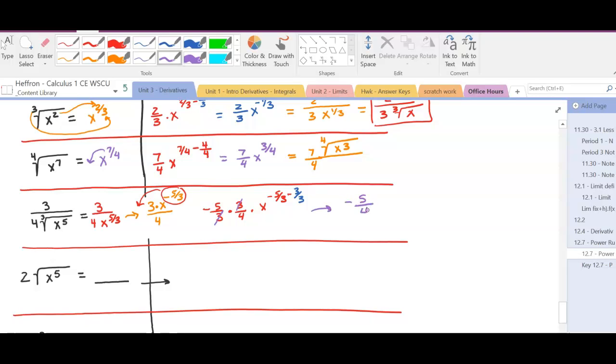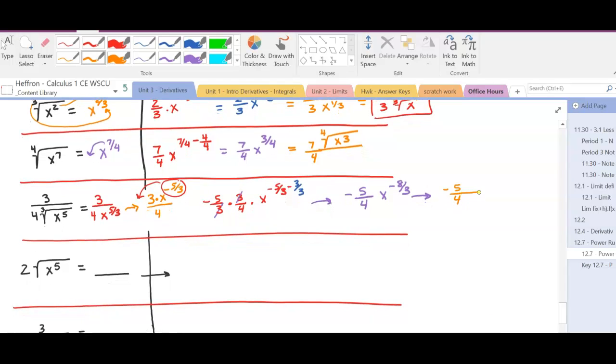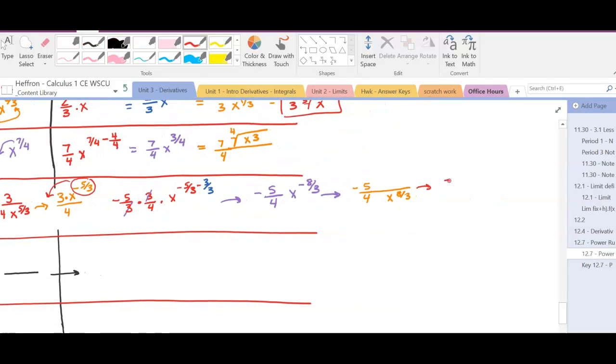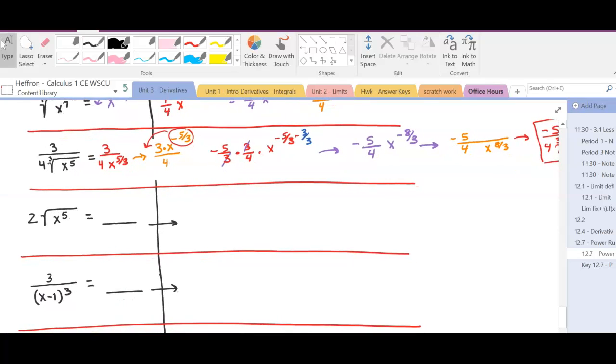Negative 5 over 4 x to the negative 8 over 3, or negative 5 over 4 x to the positive 8 over 3 in the denominator, or one more, turning it back into a radical, negative 5 over 4 3rd root of x to the 8. That would be preferred. Couple more.